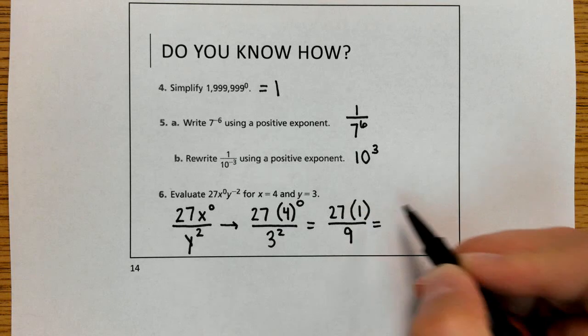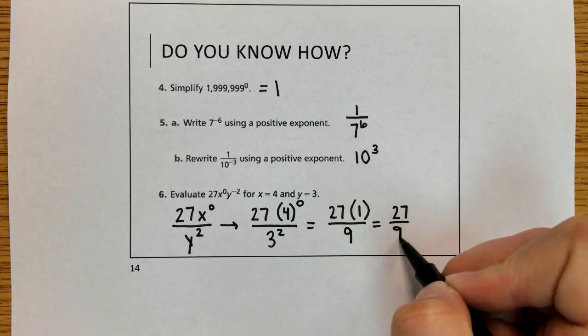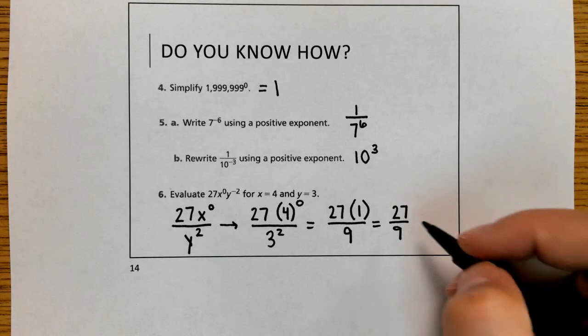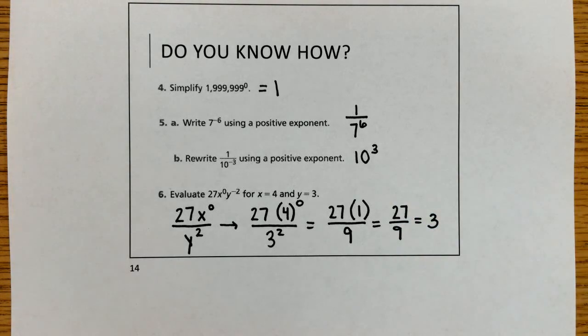Now I'm going to do my multiplication up top. 27 times 1 is 27. So I'm left with 27 divided by 9. And 9 goes into 27 3 times. So my final answer is 3.